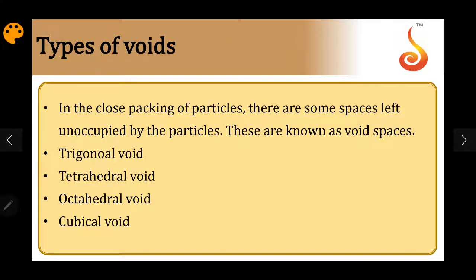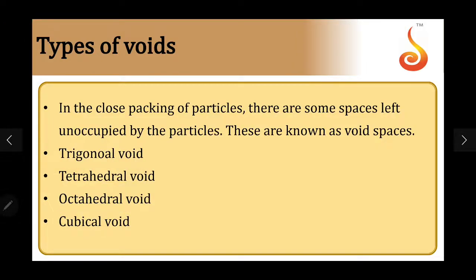Types of voids. As we know, the close packing of particles is happening in the solid state, but still there are some void spaces left over, and these voids are of different types. So we have trigonal void, tetrahedral void, octahedral void, and cubical void.